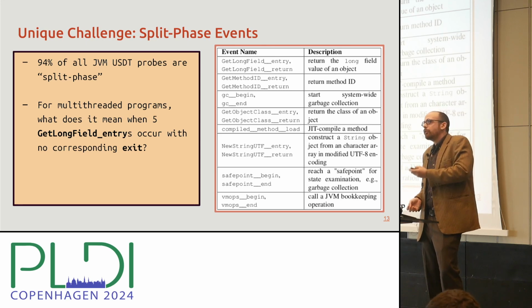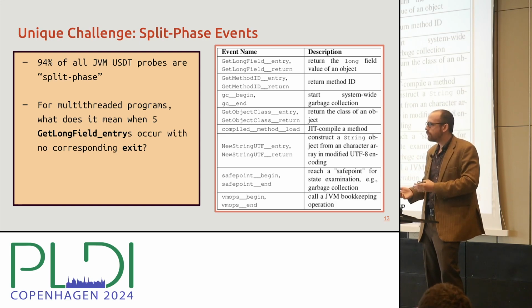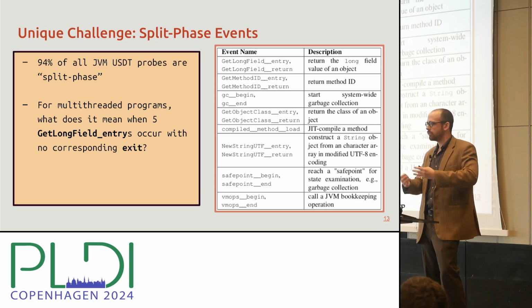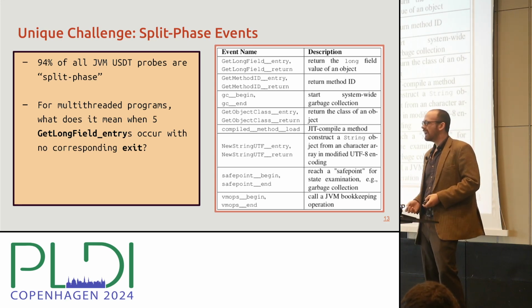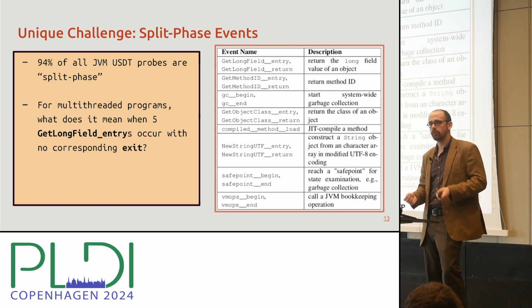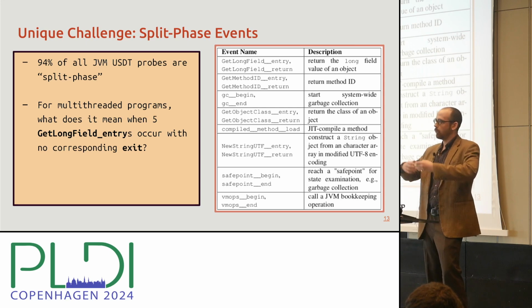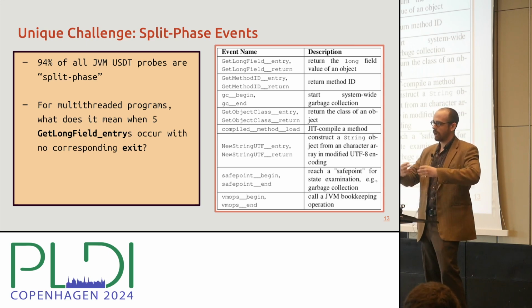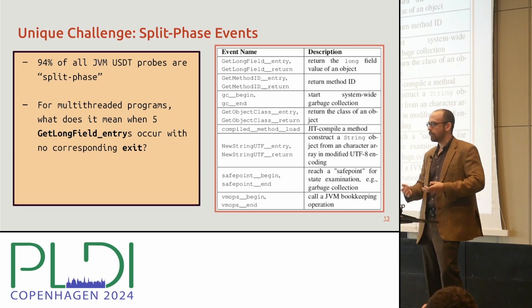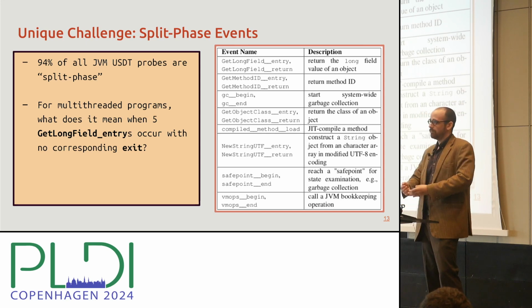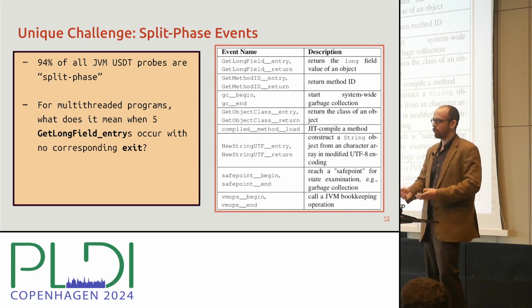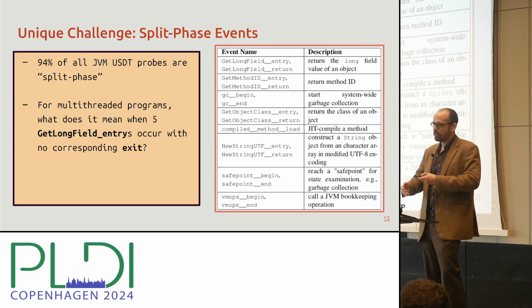So the difficulty then, and what's different between HPCs, is that with HPCs, a cache miss is a single event that ticks the counter up. It's not quite the same thing with our language runtime events because we have normally multi-threaded processes, right? The JVM is going to spawn a bunch of different threads, and then perhaps have a lot of these events occur at the same time. So what does that really mean to have, say, 5 get long field entries and no corresponding exit? Right? So it's kind of a difficulty here.